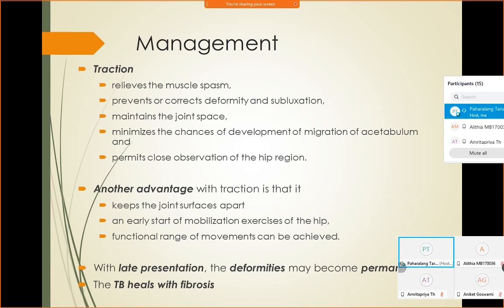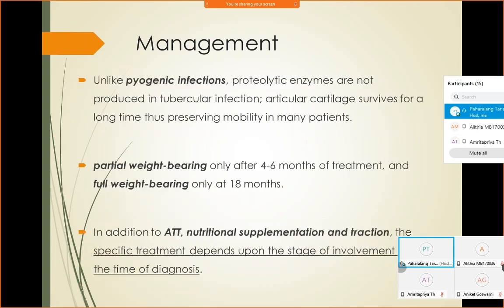So with late presentation, these deformities become permanent. It becomes difficult to treat such patients. TB eventually heals with chemotherapy when you give the 4 drugs. It heals with fibrosis. So you must remember that unlike septic arthritis or pyogenic arthritis, which is mainly caused by another bacteria like Staphylococcus aureus, which have proteolytic enzymes, in tuberculosis the articular cartilage survives for a long time because they don't have proteolytic enzymes, unlike pyogenic bacteria.